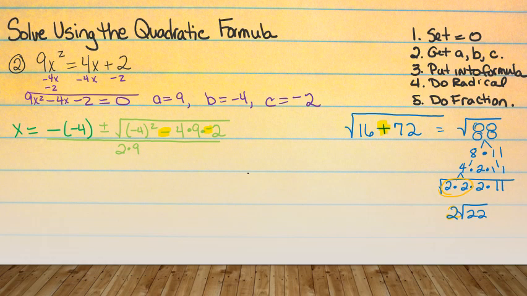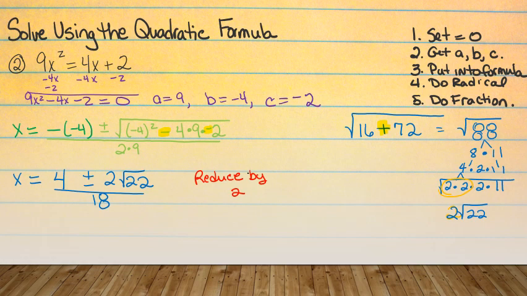Now we're going to bring that back to our problem over here. Okay, so I got a negative, negative 4, so that's a positive 4. Plus or minus, now my radical is 2 square roots of 22 all over 18. Okay, now this can be reduced by 2. Don't touch the radical.